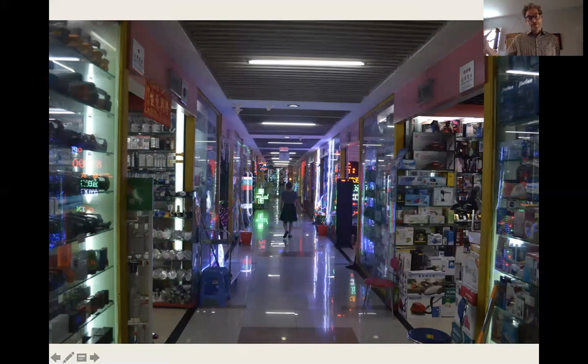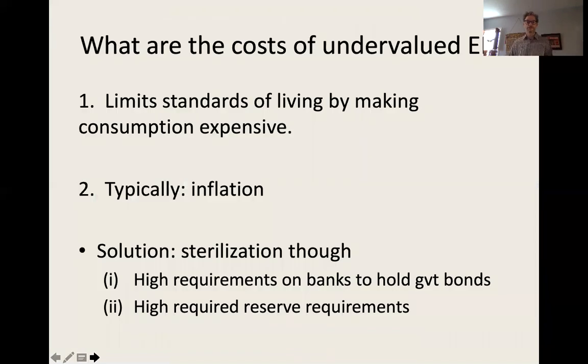Of course, the good thing about an undervalued exchange rate is that it keeps exports cheap. But as we talked about yesterday, there's some real cost to undervalued exports. It keeps standards of living very low by making consumption expensive. Imports into China are quite expensive, and so that keeps standards of living low, right? It's hard to get things from abroad. It also tends to create inflation, and inflation tends to eat away at people's real income and eat away at their savings, right?